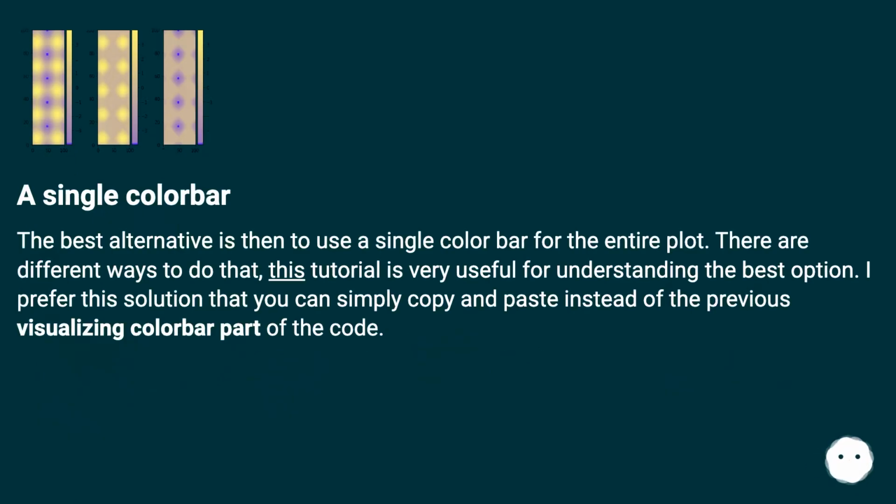A single color bar. The best alternative is then to use a single color bar for the entire plot. There are different ways to do that. This tutorial is very useful for understanding the best option. I prefer the solution that you can simply copy and paste instead of the previous visualizing color bar part of the code.